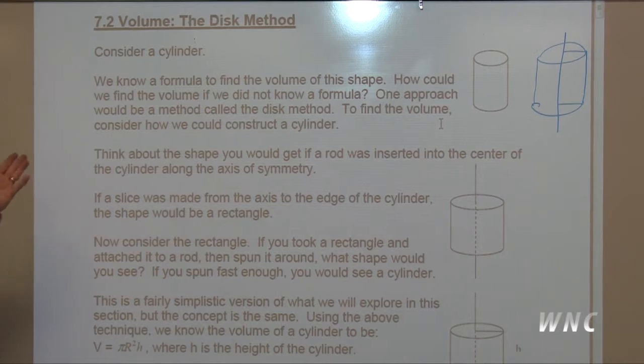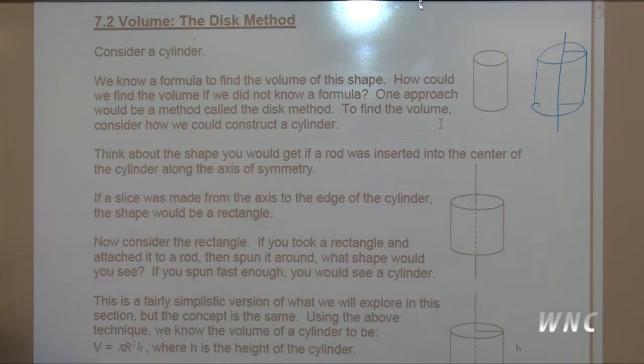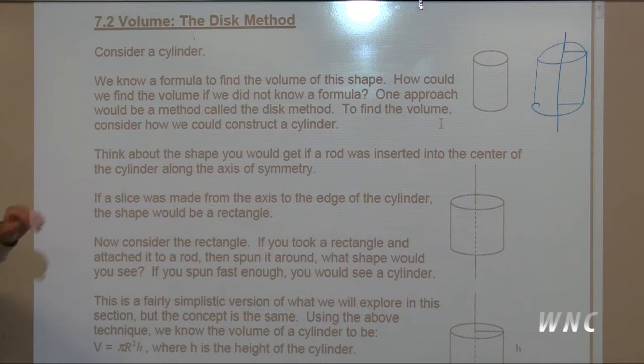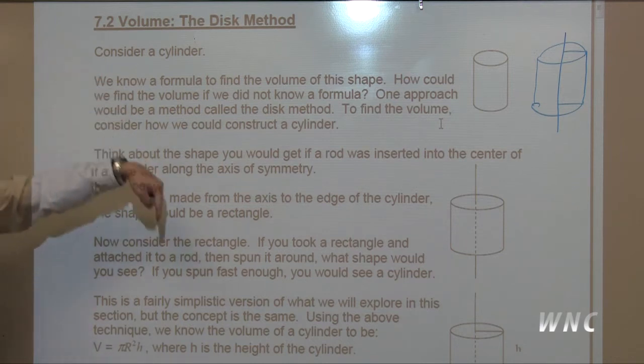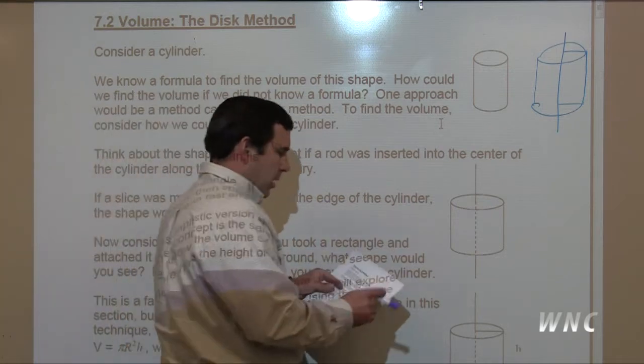We know a formula to find the volume of the cylinder. How would we find the volume if we did not have a formula? One approach would be a method called the disk method, which is what we're going to talk about here. To find the volume, consider how we could construct the cylinder. Think about the shape you'd get if a rod was inserted in the center of the cylinder along the axis of symmetry. If a slice was made from the axis to the edge of the cylinder, the shape would be a rectangle.